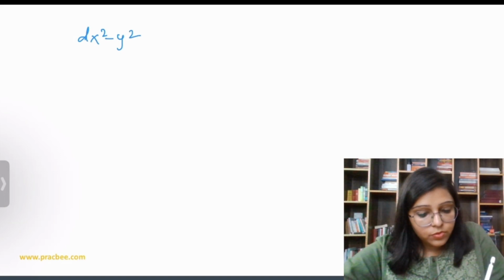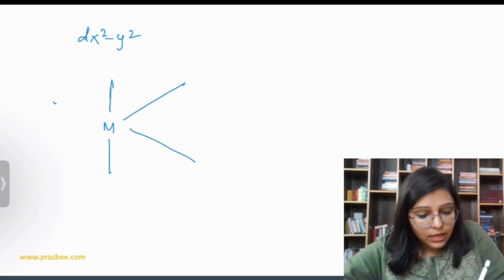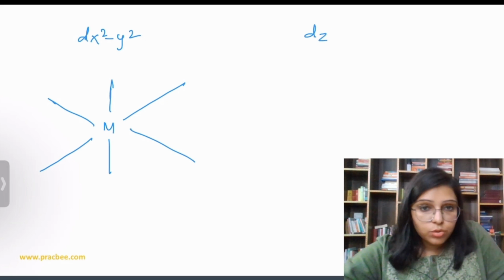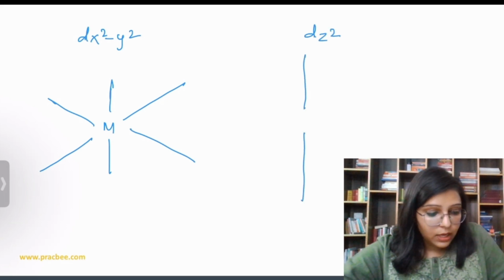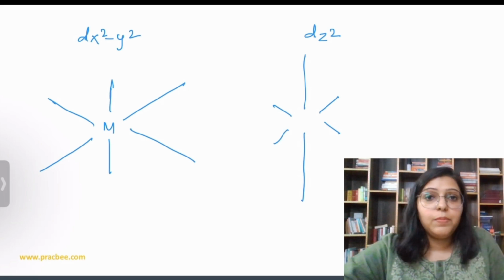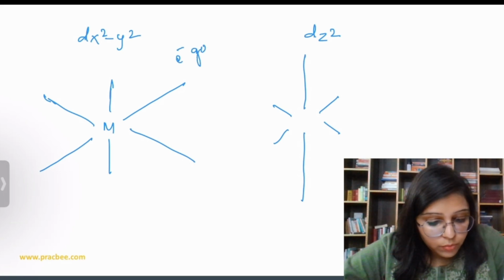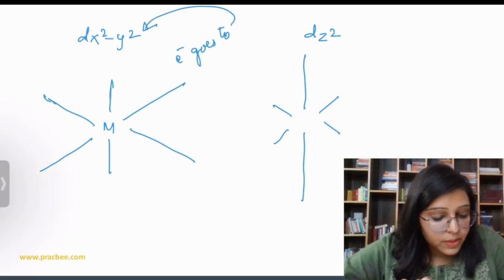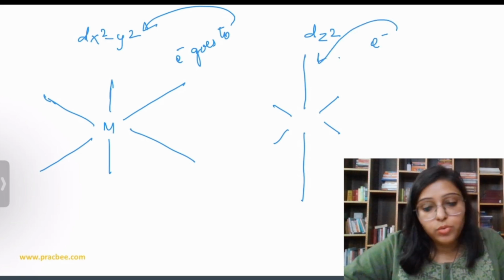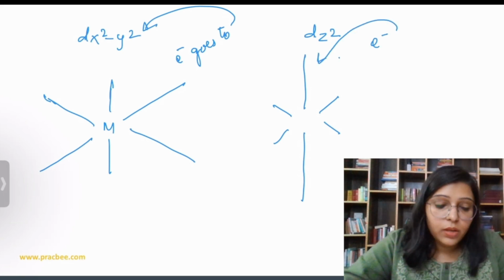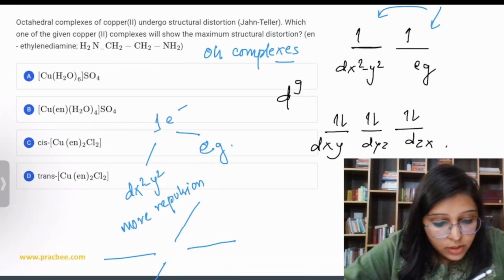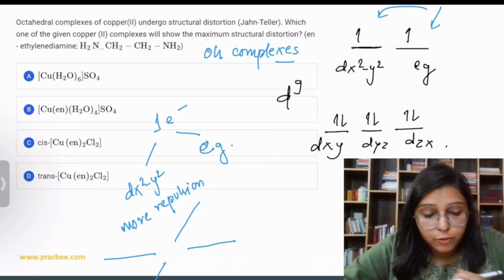So suppose we have octahedral geometry. Here we have z or dx square y square elongated. If the electron goes to dz square, then dz square is elongated. Understood? So this happens, and this is called Jahn-Teller distortion. If the electron goes to dx square y square, then this happens, and if the electron goes to dz square, then this is going to happen. Now the question is, which one of the given copper 2 complexes will show maximum structural distortion? Maximum structural distortion we have to see.